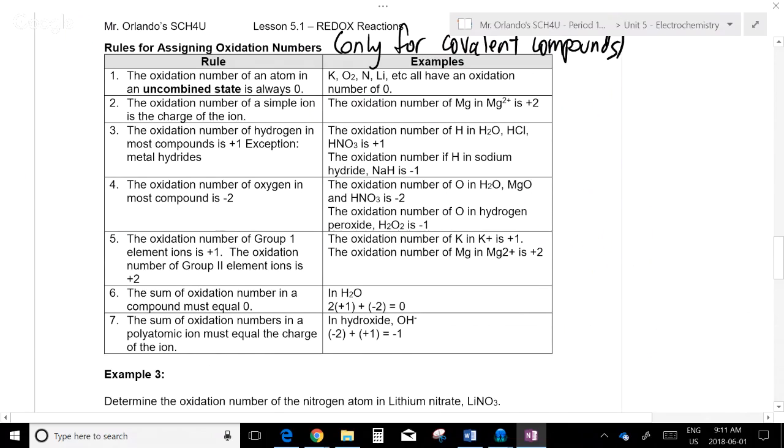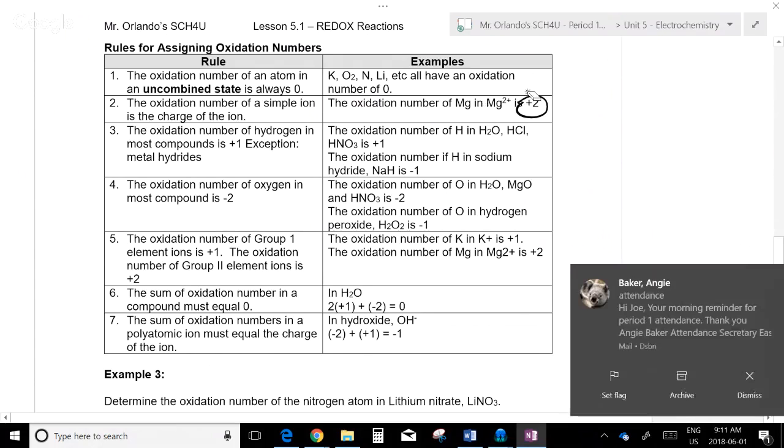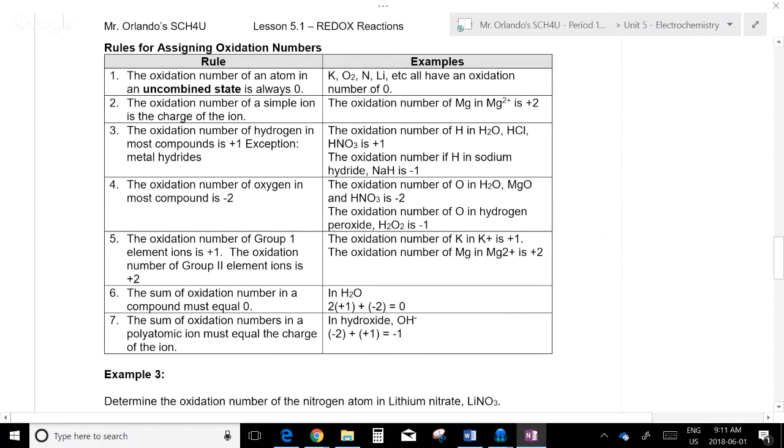Next, ions. Ions are easy. Whatever their charge is, that's the oxidation number. So if an ion has a charge of +2, its oxidation number is +2. If an ion has a charge of -3, its oxidation number is... Very good.